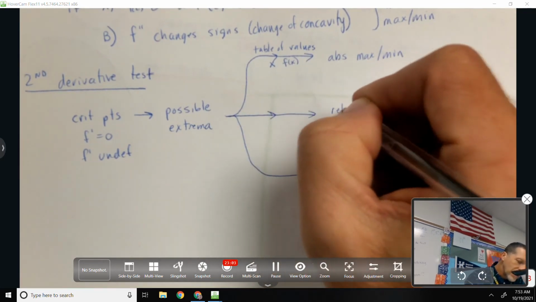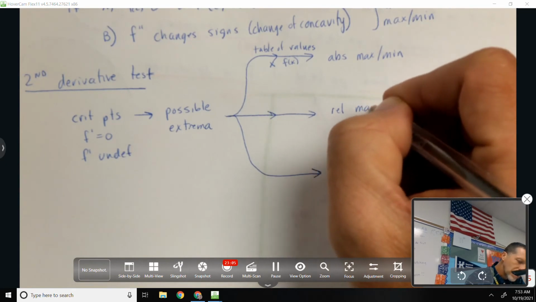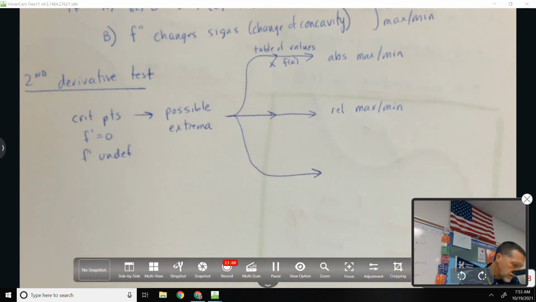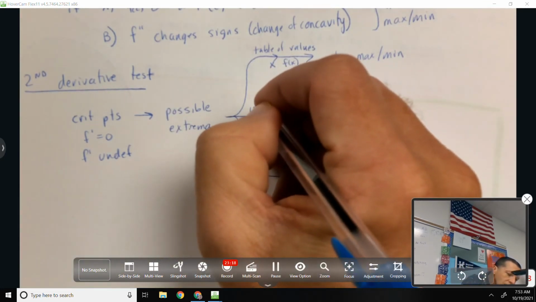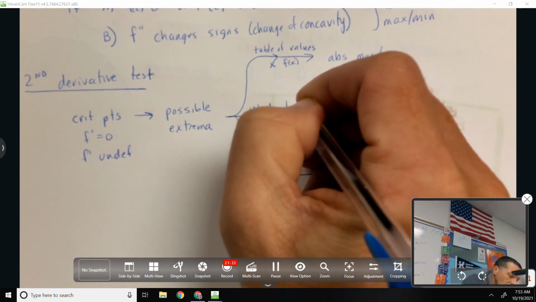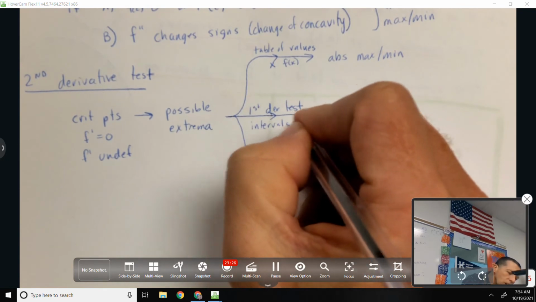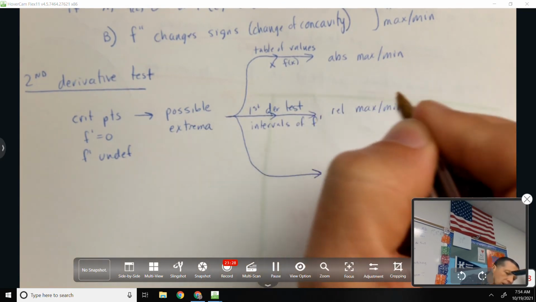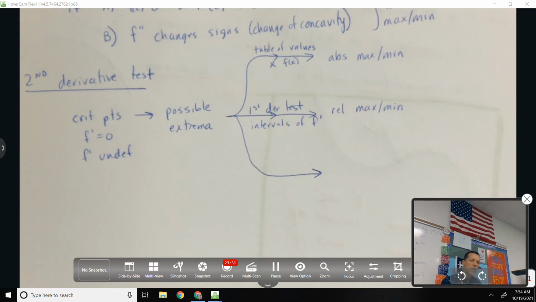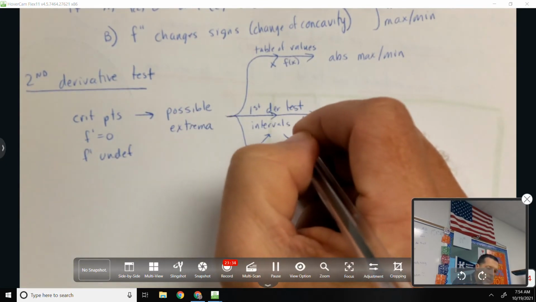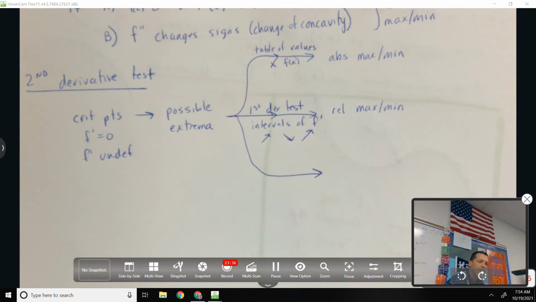Second thing we've already done is a relative max and min. And what was that route called? The first derivative test. That was not on the quiz. That's where you do the intervals of f prime. And you've got increasing, decreasing, increasing, that sort of stuff. And that tells you where you've got a relative max and a relative min.